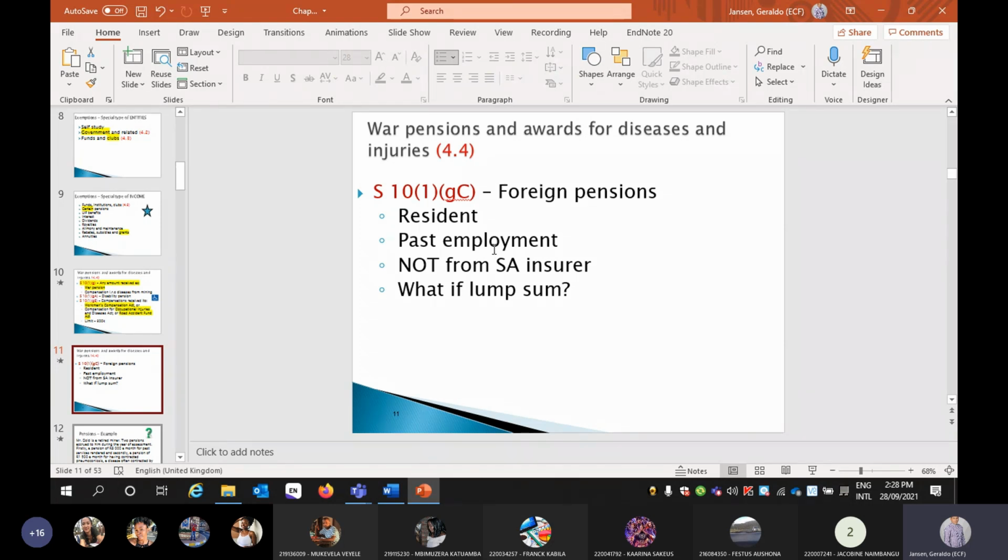Then foreign pensions, in terms of Section 10(1)(gC). Here we look at foreign pensions. Now, guys, you need to be a resident of South Africa. The pension should relate to past employment, and it should not be from a South African insurance company. Insurance company being Old Mutual, Sanlam. These are just some of them. There are so many in South Africa. And then we also need to calculate and look at what is the lump sum.